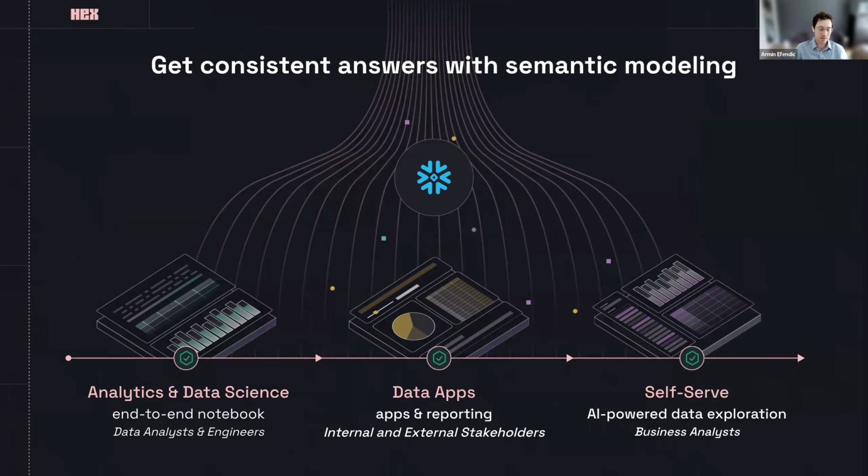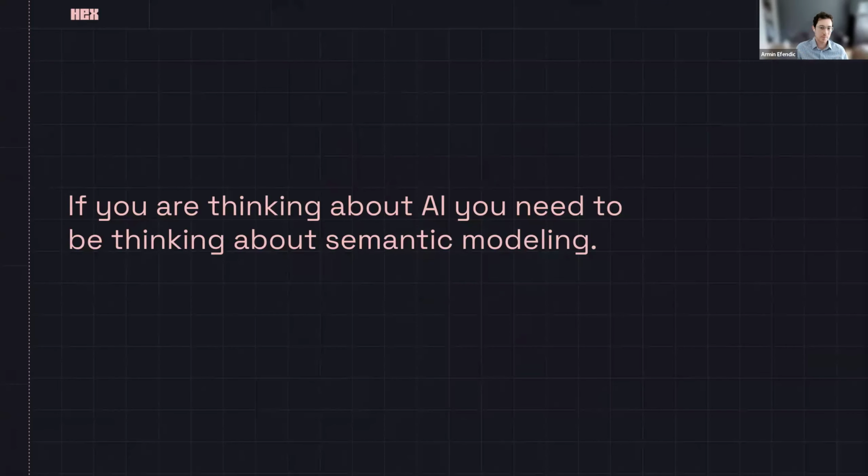So if we go back to those three pillars of Hex, if you're a technical persona working in this notebook world, you should have that same governed metrics bleeding from the notebook into your data apps. And then if you want to provide this self-service exploration, just ask any verbose question, you should have that same level of governance backing it as well. All to say, if you're thinking about AI, specifically around creating chatbots, what you really need to be thinking about is semantic modeling and the strategy you want to deploy with it.